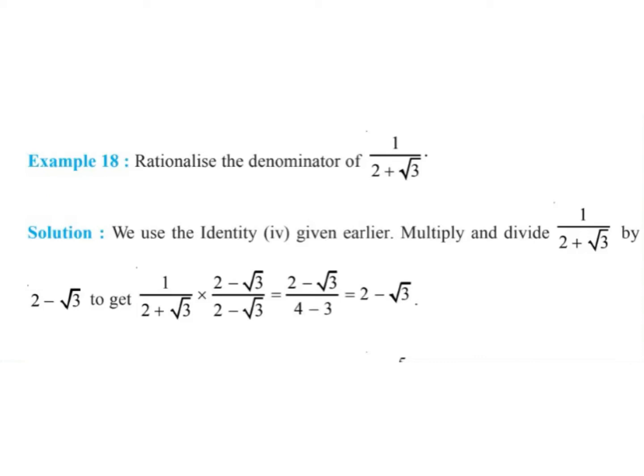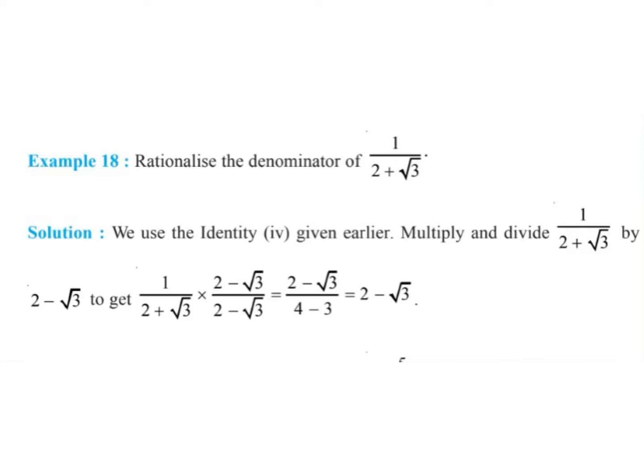So we'll apply the identity in the denominator. A plus b into a minus b is equal to a square minus b square. So 2 square minus root 3 whole square. 2 square is 4 and root 3 whole square is 3. So we will get 4 minus 3 in the denominator. So on solving we will get 2 minus root 3 upon 4 minus 3. 4 minus 3 is 1. So our answer is 2 minus root 3.